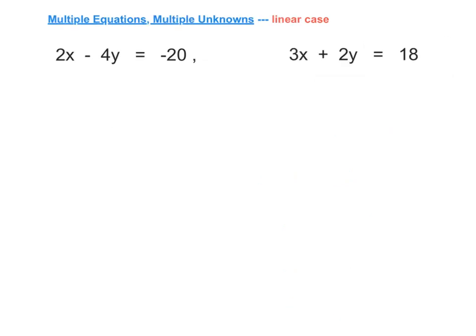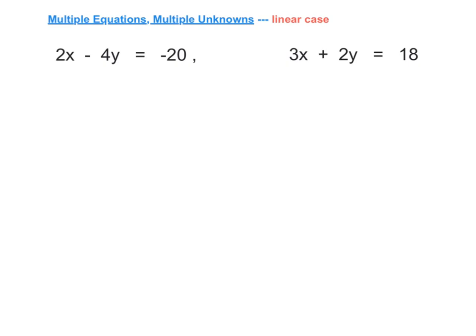Sometimes we'll encounter situations where we have more than one equation and more than one unknown. For example, consider the following. 2x minus 4y equals negative 20. So we have two unknowns there, x and y, and we also have two equations. We have this first equation and this second equation.